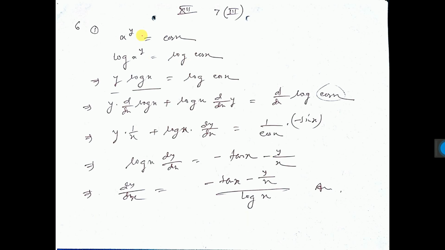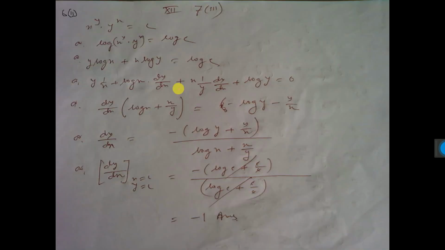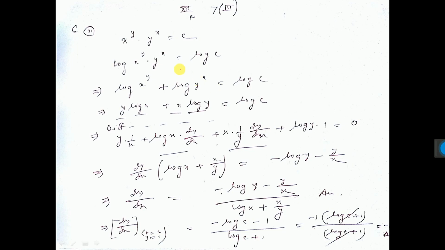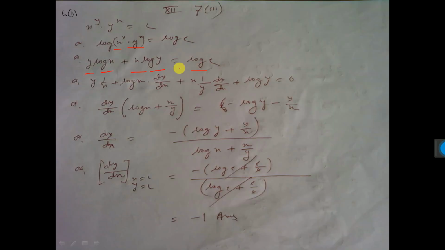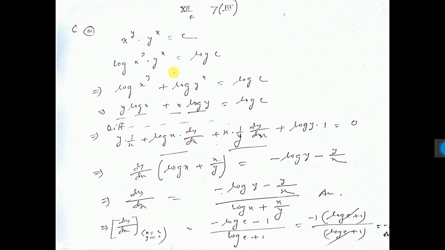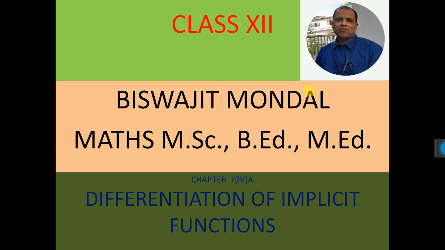Now 6 number part 1, you see both side if you take log, this sum is very easy, you can do. I am not explaining this sum. This one also I am not explaining, because log property applied here, log u plus log v. Then power jump front, then u into v differentiation, and constant will be 0. After that it is done. This sum also, x to the power y to the power x equal to c, same sum. So that's all for this.